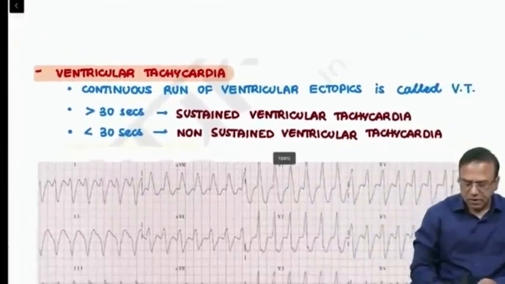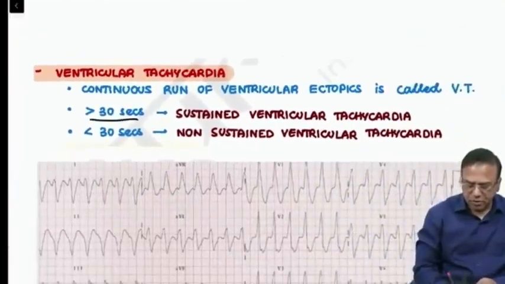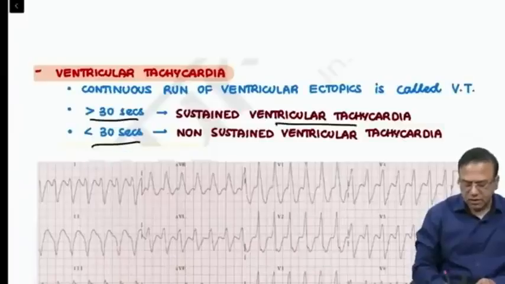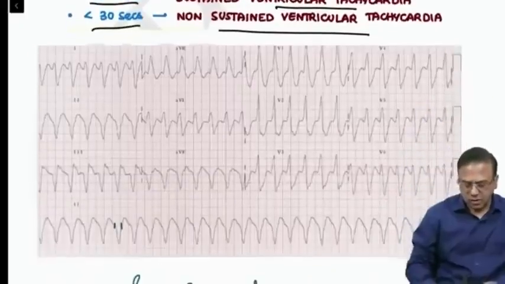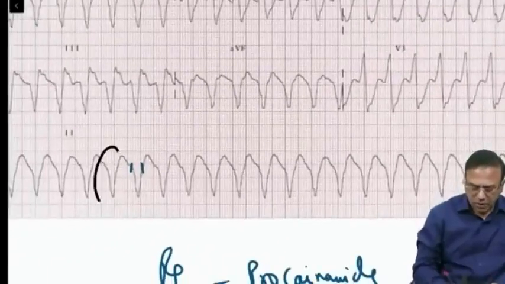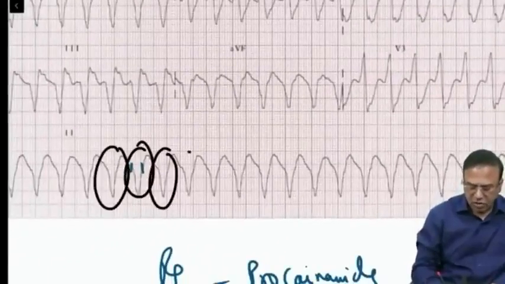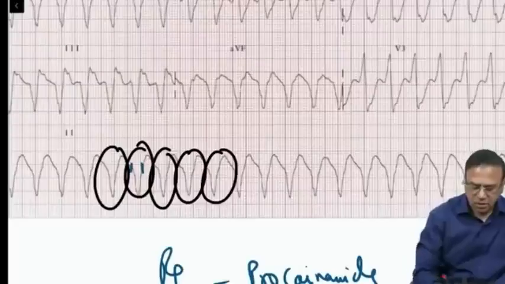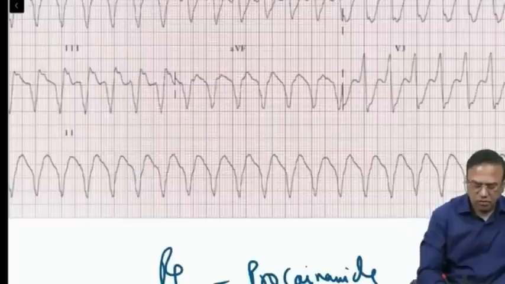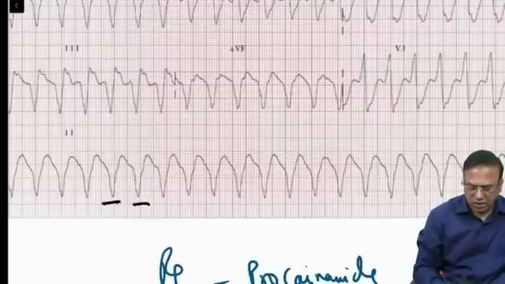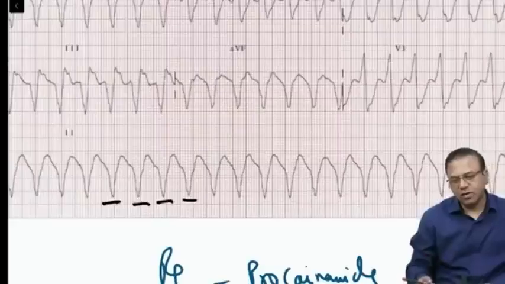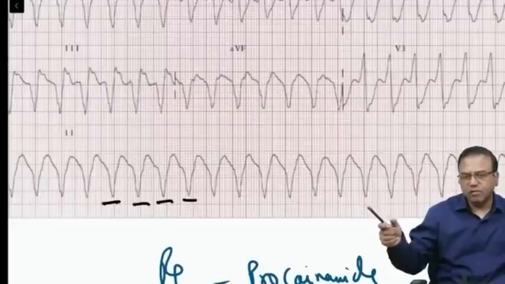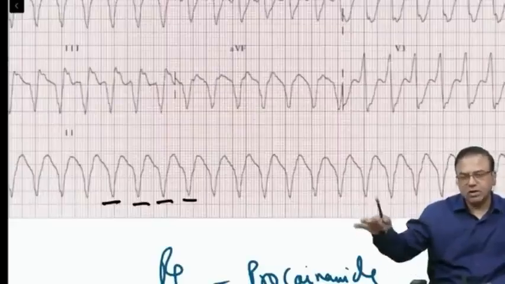In a patient with VT, if it lasts for more than 30 seconds it is sustained VT, less than 30 seconds is non-sustained VT. So you can make out the QRS complex replicates. There is no variation at all in them. This is known as monomorphic VT. Okay, this is referred to as monomorphic. No change in the morphology. Same QRS again and again. So this is a very classical monomorphic VT that you are recognizing. In a single lead, it will not change the shape.